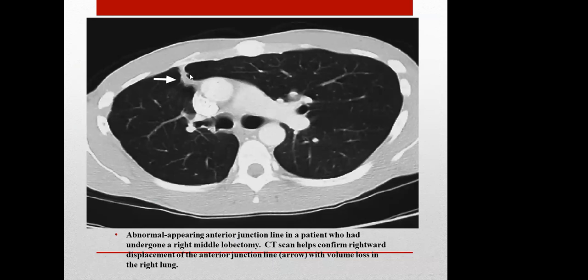An abnormal anterior junctional line is seen in a patient with right middle lobe lobectomy, where it is deviated to the right side.